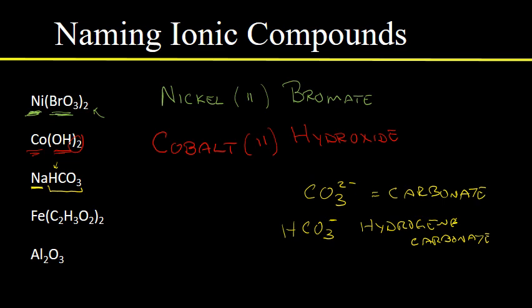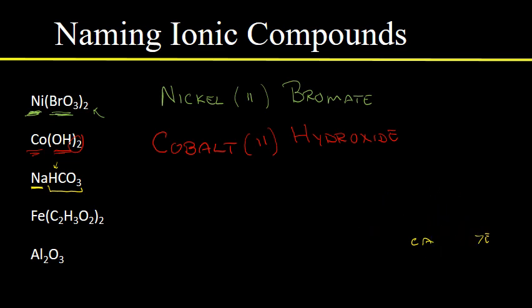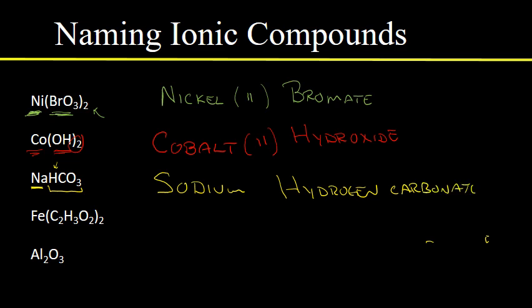So this HCO3 is a hydrogen carbonate ion. So if we want to write the name for this, we'll write the cation, which is sodium, and the anion, carbonate. Then here, do we need to include the charge on the sodium?